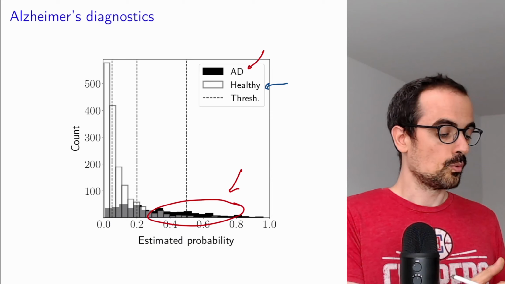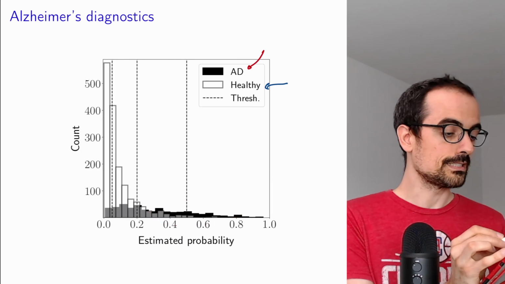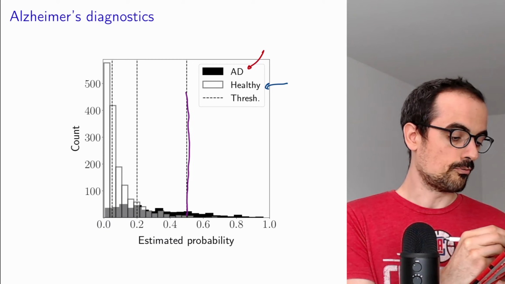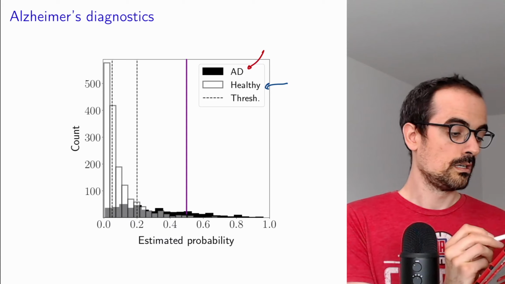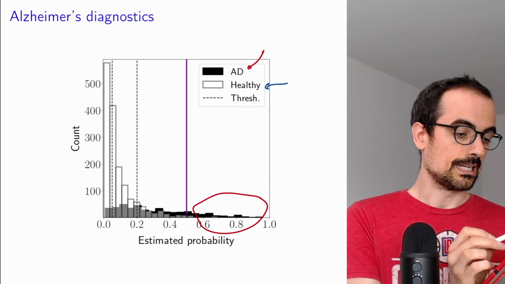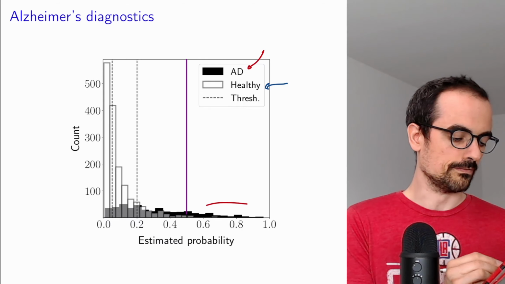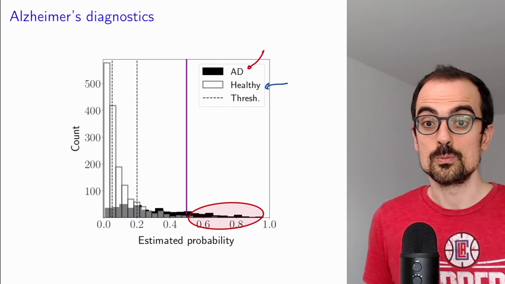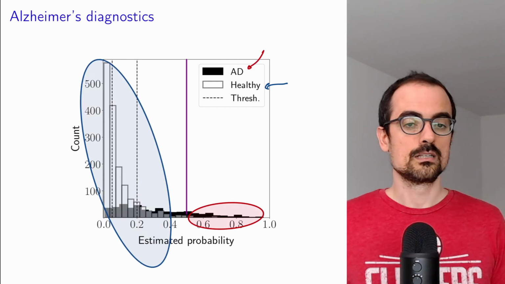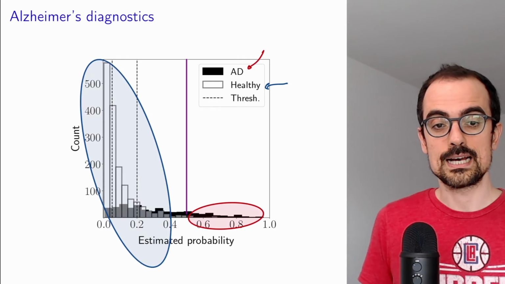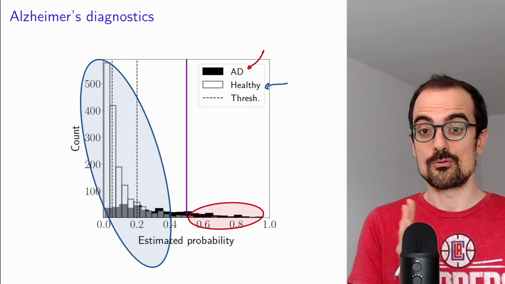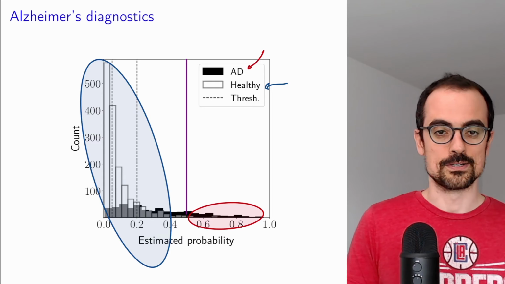When we set the threshold at 0.5, what we're saying is that the people to the right of this line are classified. Let me make a bit of a beautiful shape there. These people are going to be classified as having Alzheimer's. All of these people are going to be classified as being healthy. And you can already see that on the left, we're making quite a lot of mistakes in the sense that there's a lot of Alzheimer's patients on the left. On the right, we're actually doing pretty well, like almost everyone has Alzheimer's.